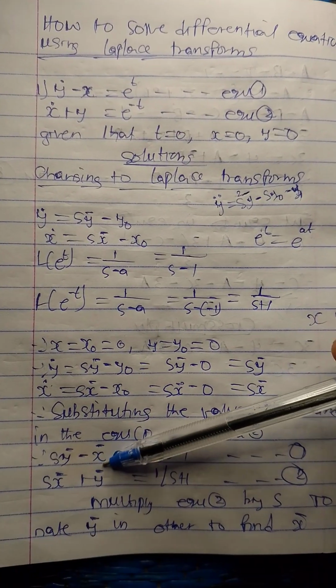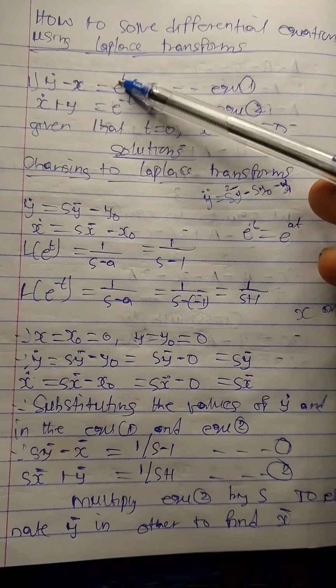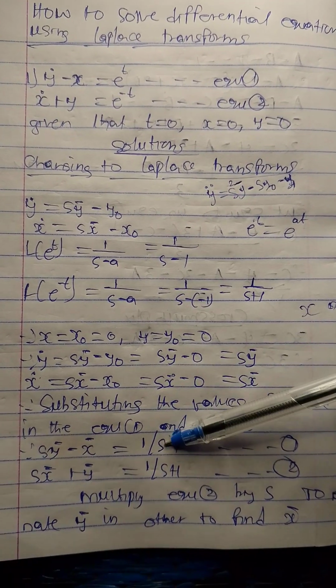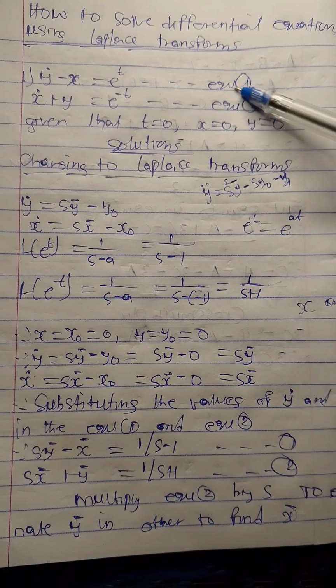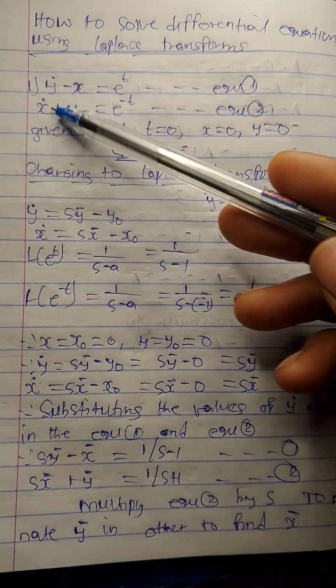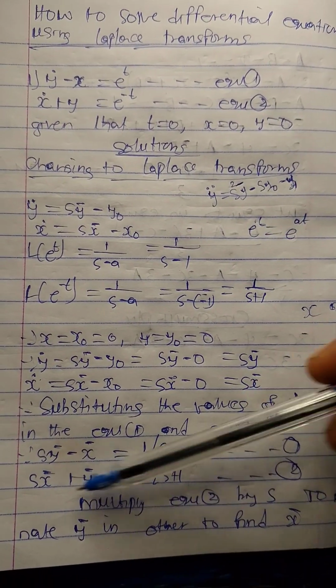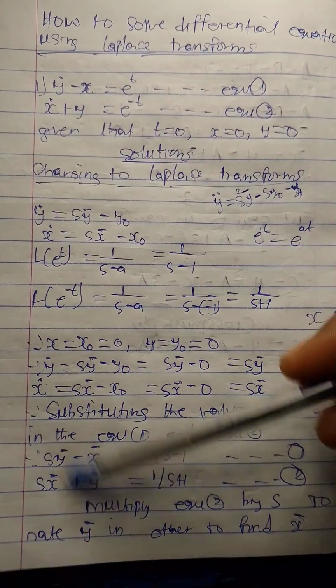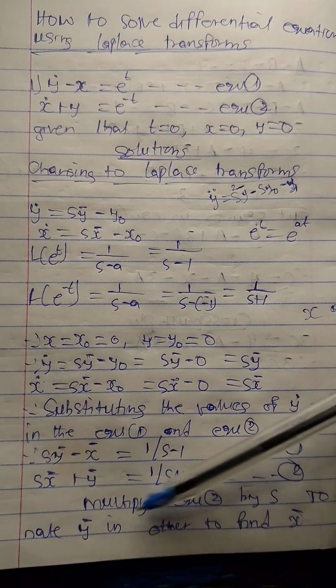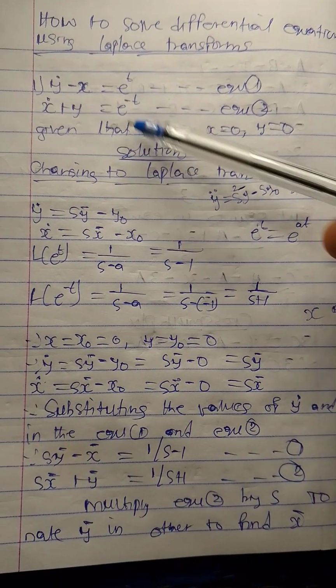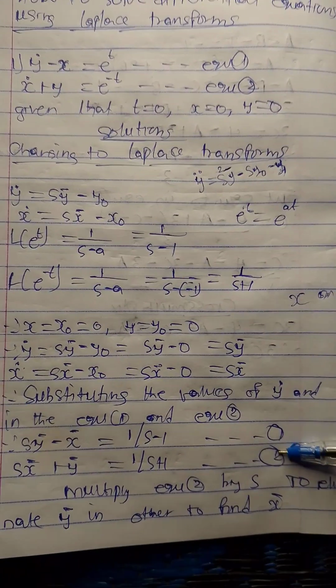So that becomes s y prime minus x prime is equal to the Laplace of this, which was 1 over s minus 1. I call this equation 1, as usual. So what's the next thing? x dot, the answer for x dot was s x prime. Then put your plus, the same thing that I did here, y prime is equal to the Laplace of this, the same thing as 1 over s plus 1. I call this equation 2.